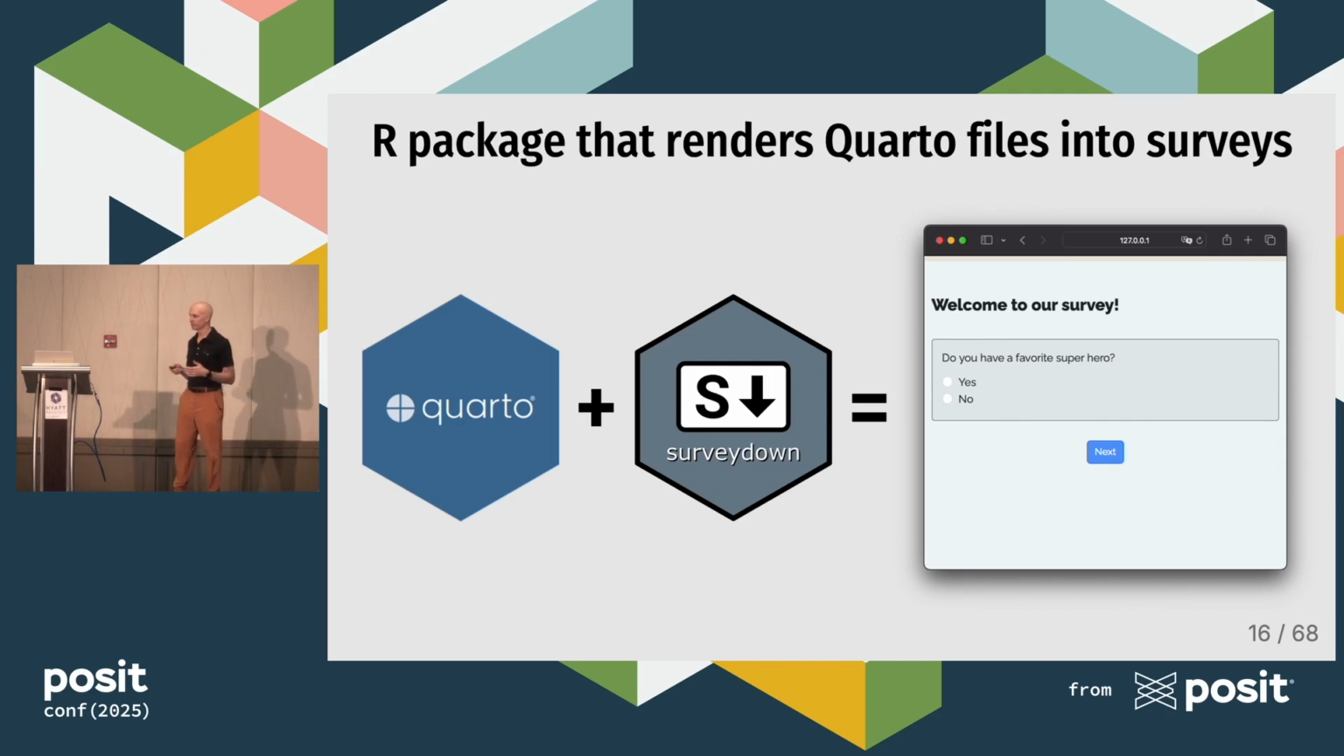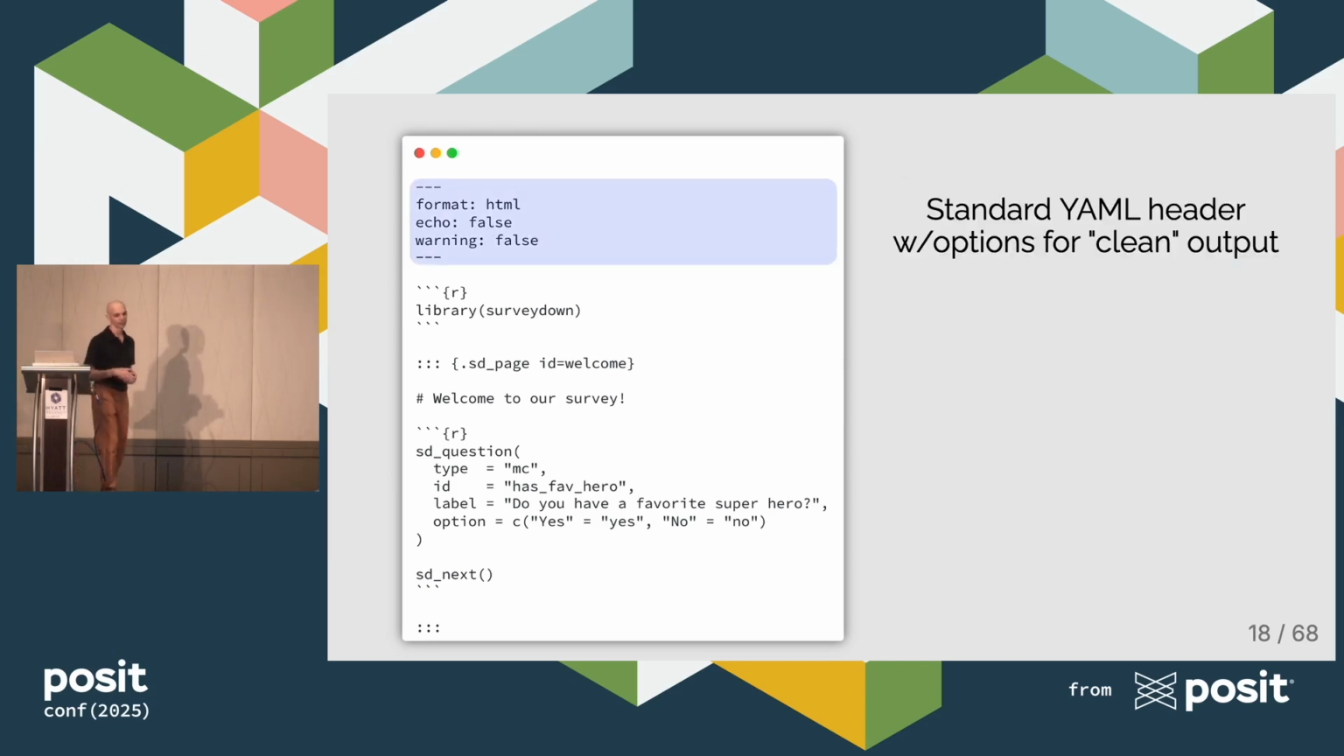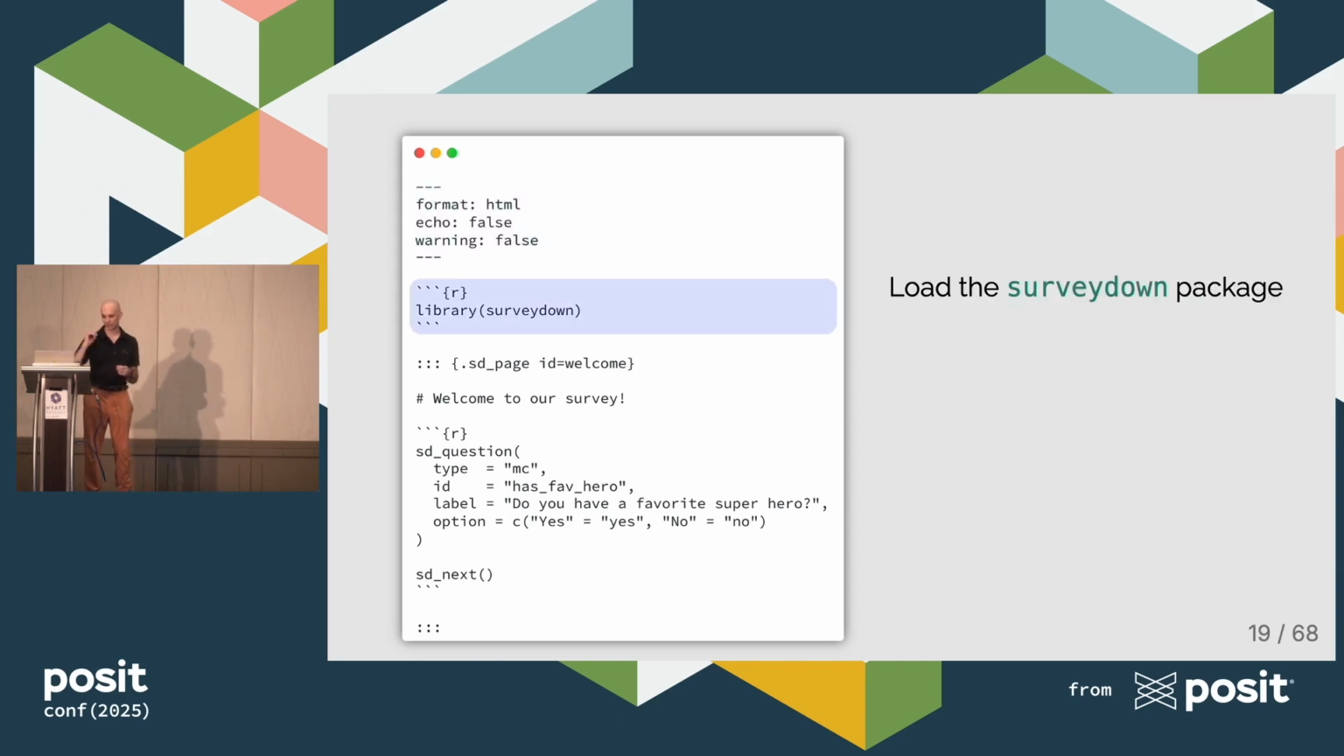So I think the easiest way to explain that is to just show you a really basic example. So this little survey you see on the screen here, that just has a header, one question, and a next button. If you wanted to make that, this is the file you would need. All right, so this is just a normal Quarto document. There's nothing really special about it. It has a YAML at the top. We're rendering to HTML. We have some settings so that you don't see messages and things like that. You have the surveydown R package that you need to load. And then the rest of this is the content that you're going to see on that survey.